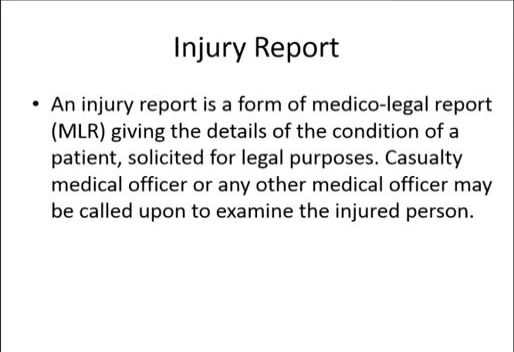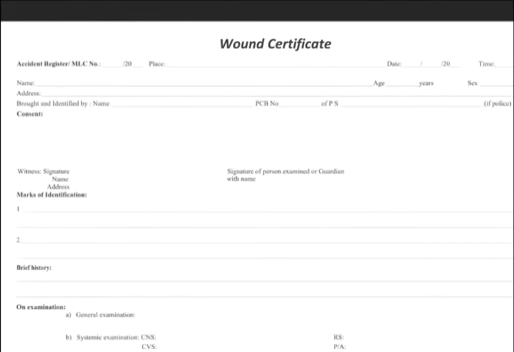In the medical legal report, the wound certificate, the casualty medical officer or any other medical officer may be called upon to examine the injured person. And this is the pro forma. You will see the wound certificate. What you find at the top is the accident register or MLC number, with a slash and 20 written. That is the accident MLC number. If you started in the year 2020 on January 1st, the first case is MLC 01, slash 2020.